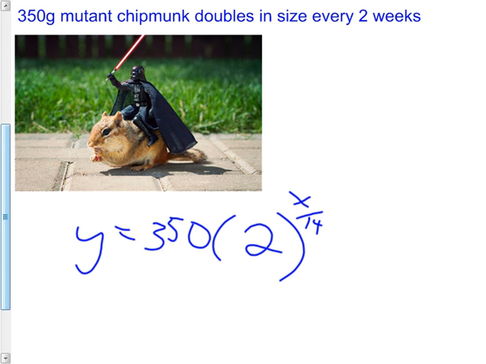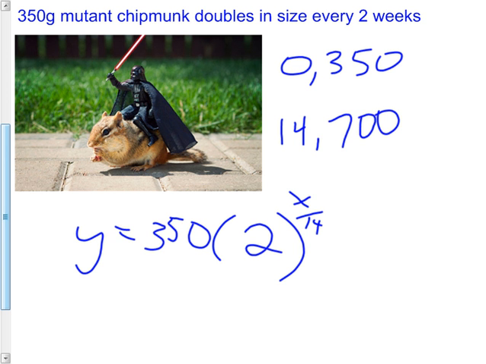Starting value would be 0 goes with 350. And then the other one is after 2 weeks, 14 days, always go to days, comma, 700 if you doubled. And you could use those 2 points, and you could do it that way. Okay, questions? You asked about the last question, but I'll get to that after this question. Any more questions about this one?